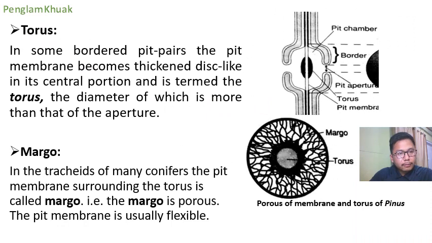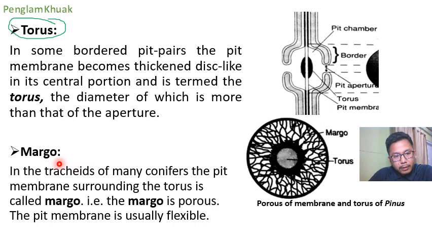Another important term is the torus. The torus is present in border pits, but it is absent in simple pits. The pit membrane becomes thick in its center portion, and this is termed the torus. This is the pit membrane, and the center portion becomes thicker. The diameter of this darker part is much bigger than the pit aperture. So it is called the torus.